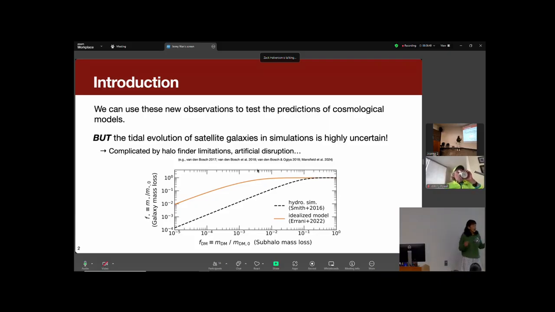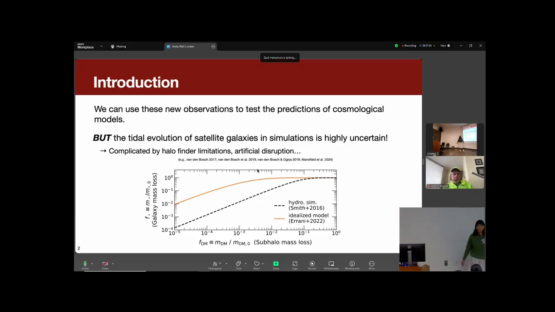So we have these modern, high-resolution, idealized simulations which predict that these low-mass subhalos can basically exist as these shrinking bound remnants for arbitrarily long periods of time, while hydrodynamic simulations, which include things like baryonic physics, tend to predict that this mass loss occurs much more rapidly. The figure I'm showing on this slide is comparing the sort of mass loss tracks predicted by a hydrosim, so that's the black dashed line, and an idealized model shown in the solid orange line.